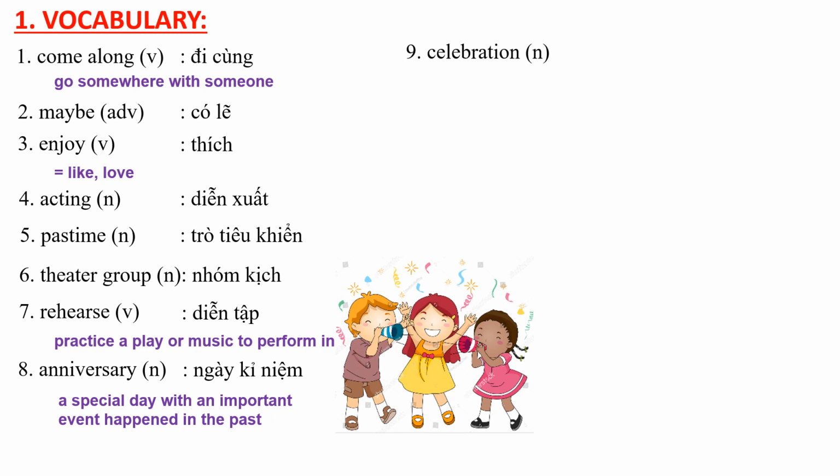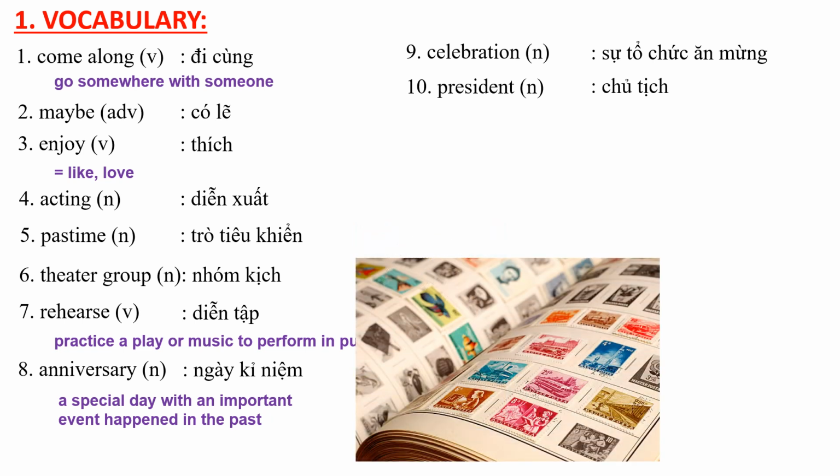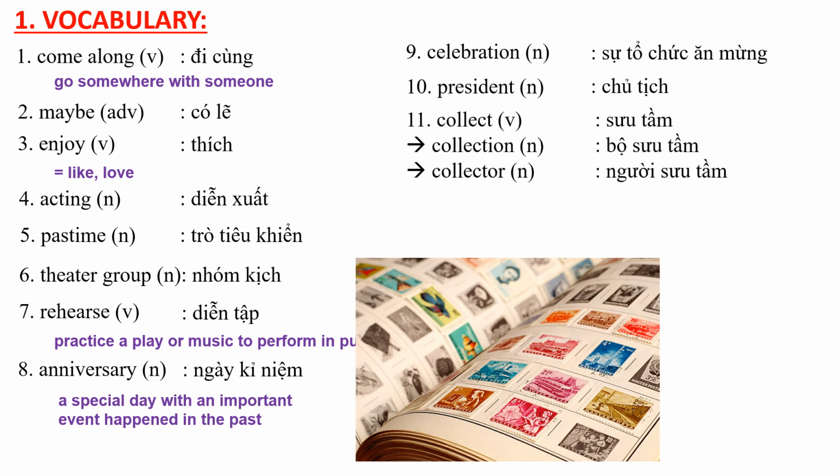And if today is your anniversary, you can have a celebration for it. We have the word celebration. Number 10, look at the picture. Who is this? This is Uncle Ho. He is the first president of Vietnam. And we have the word president. Number 11, I am a collector and I like collecting stamps. This is my collection. We have the words collect, collection, collector.